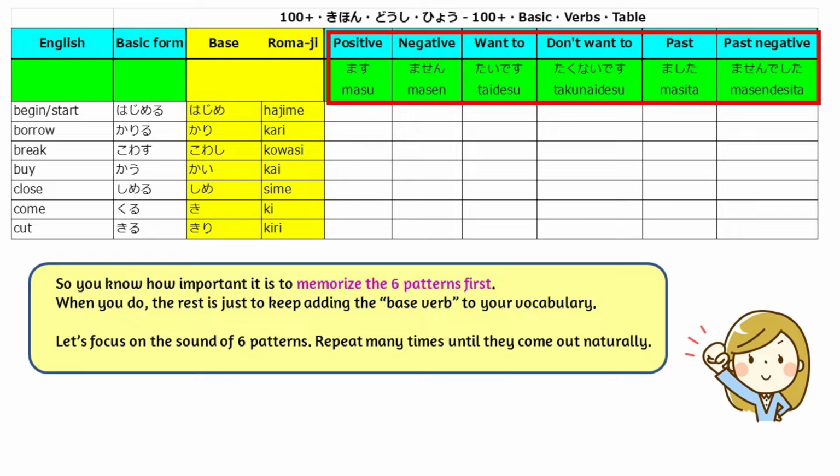So, you know how important it is to memorize the 6 patterns first. When you do, the rest is just to keep adding the base verb to your vocabulary. Let's focus on the sound of 6 patterns. Repeat many times until they come out naturally.